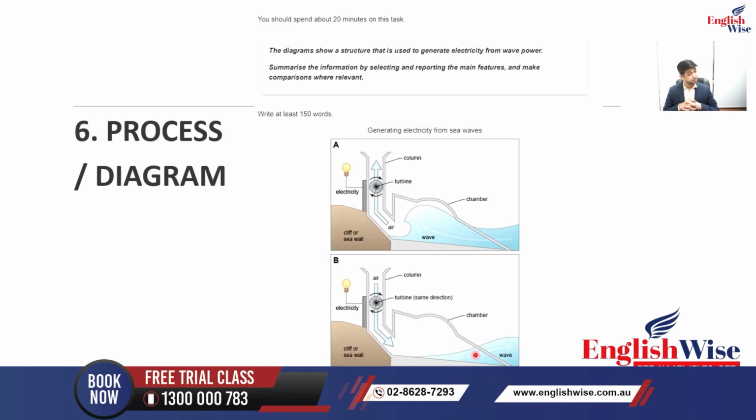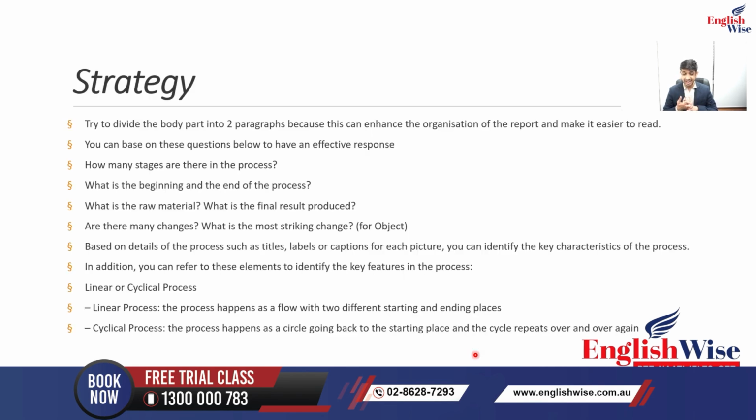Next, you can have a process or a diagram given to you in your task 1. A process or diagram can be given to you in two ways. It can be a linear process or a cyclical process. Understand what kind of process is given to you. What is the beginning of the process? What is the end of the process? What did they start with? What did they end up with?